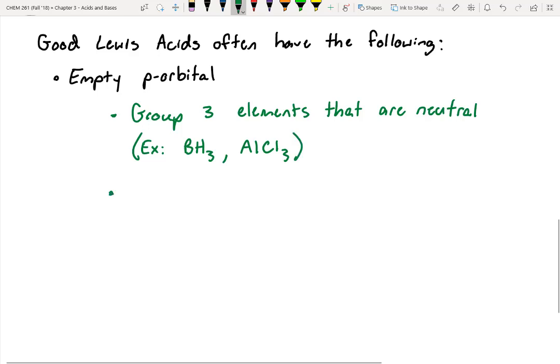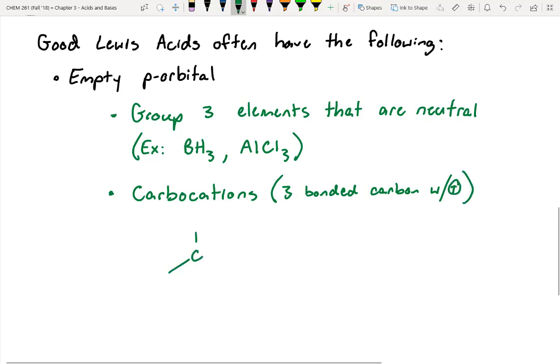All right, there's another super common one that we'll run into in organic chemistry, and that's carbocations. So a 3-bonded carbon with a positive charge, right? For example, if we think about this being a carbocation, we've got 3 bonds to it, we've got a positive charge. That means it has an empty p orbital and is sp2. So carbocations are also really common. Either one of these has an empty p orbital, so they can accept electrons.